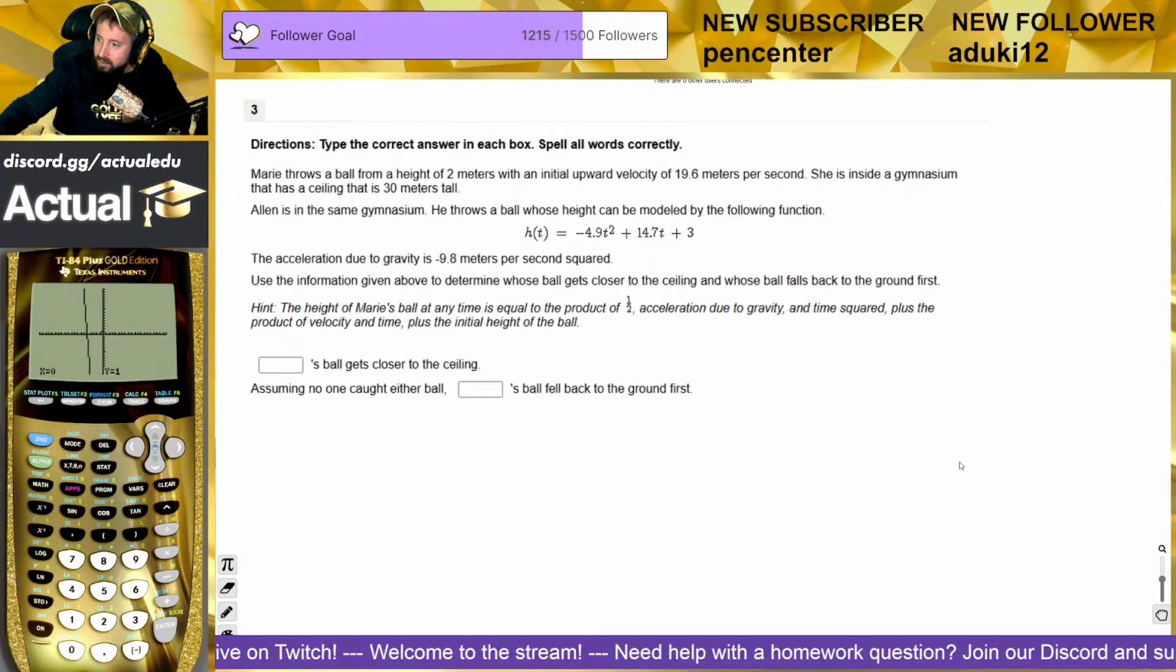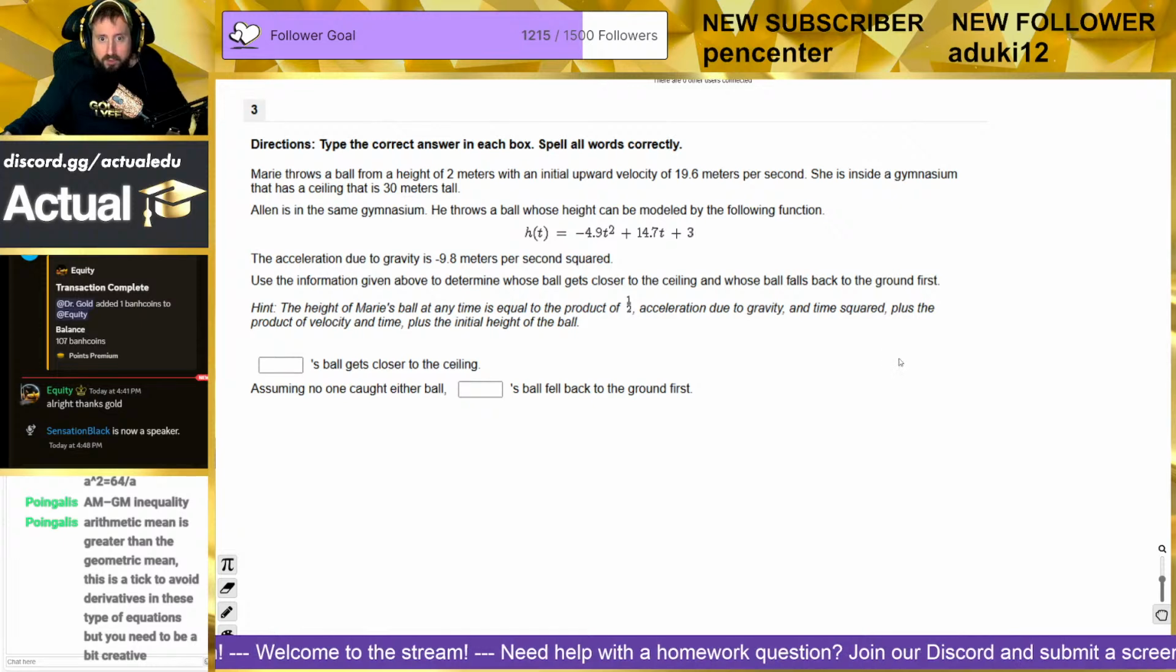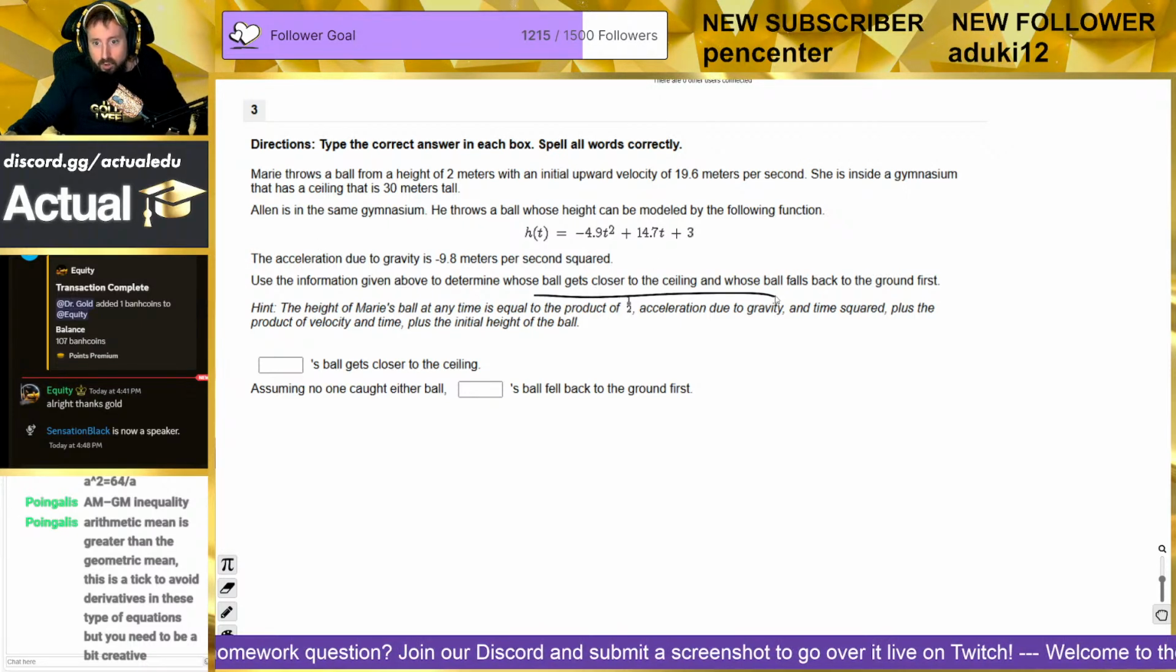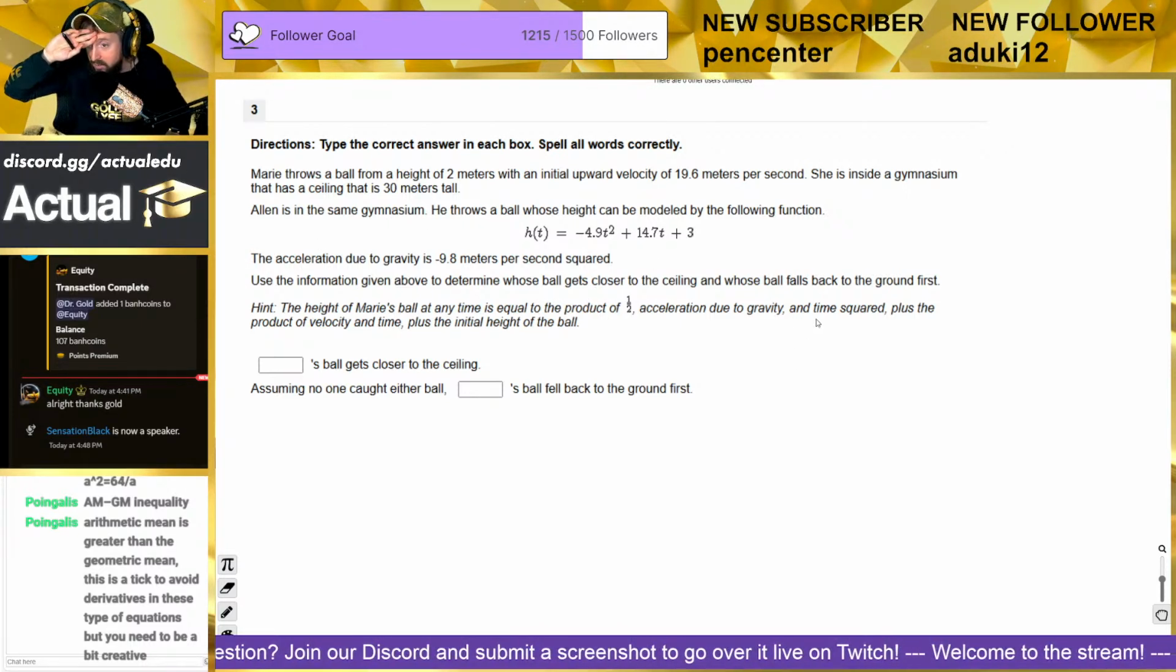All right, let's see this. This is physics, I think. This is cool. Marie throws a ball, blah, blah, blah. Okay, Alan is in the same gymnasium. He throws a ball whose height can be modeled by the following function. Love this. It's on Earth. Okay. Whose ball gets closer to the ceiling and whose ball falls back to the ground first?